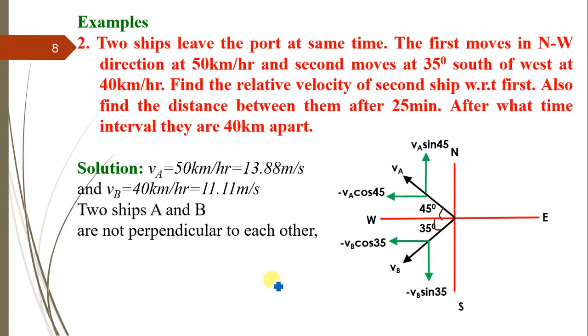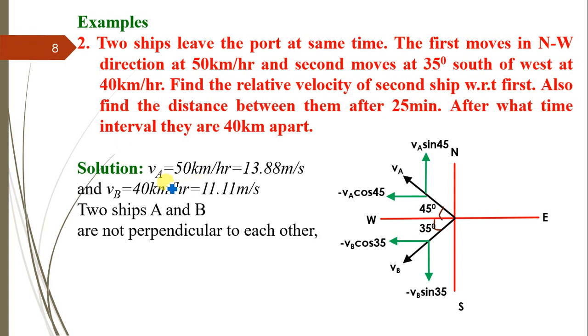The second example: two ships leave the port at the same time. The first moves in the northwest direction at a speed of 50 km per hour, and the second moves at 35 degrees south of west at 40 km per hour. Find the relative velocity of the second ship with respect to the first. Also find the distance between them after 25 minutes, and after what time interval they are 40 km apart.